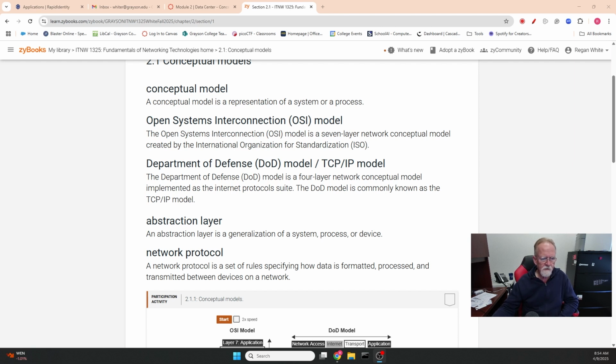On the other hand, the Department of Defense, or the DoD model, is a TCP/IP model. Basically, it centers around the TCP/IP protocol. It is a protocol-based model. It has 4 layers instead of 7, and it's implemented using the TCP/IP Internet Suite. It's also commonly called the TCP/IP model.